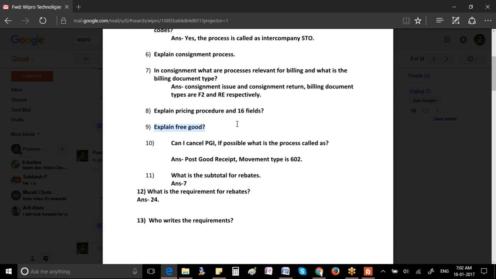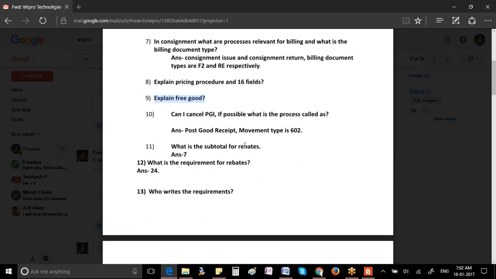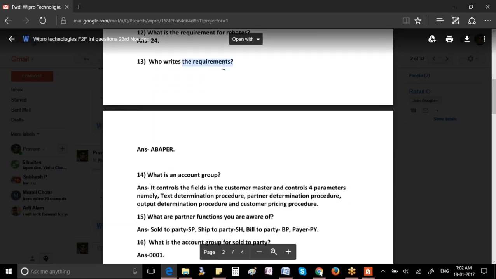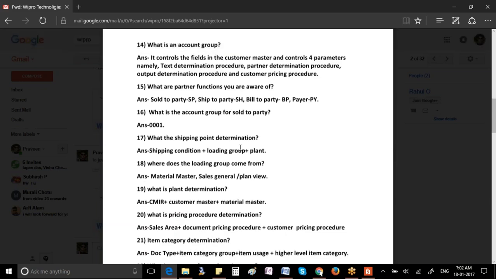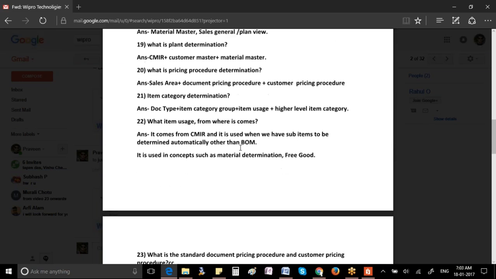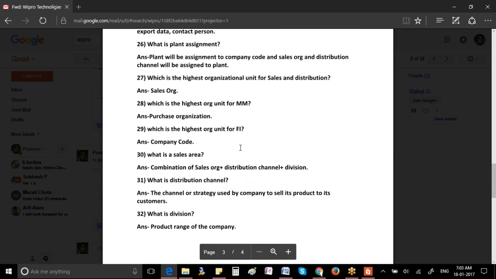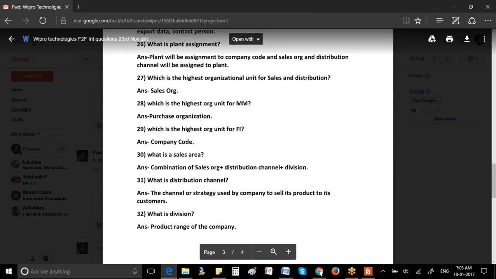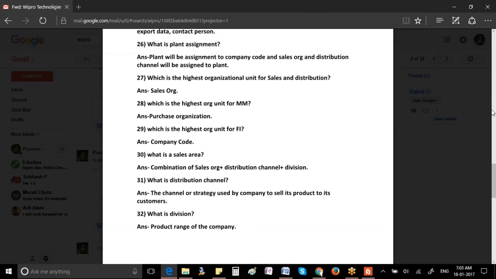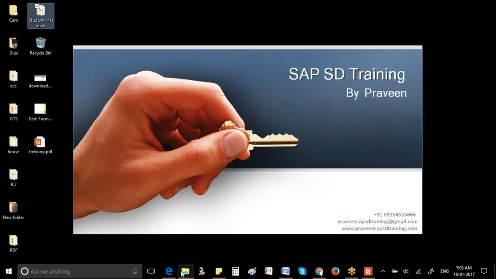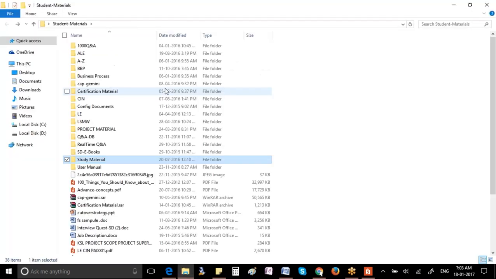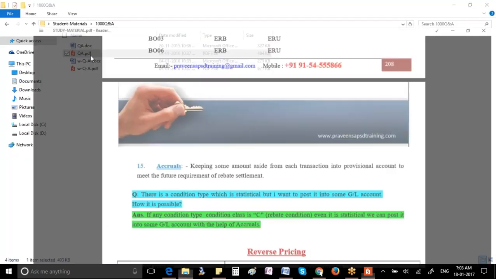Free goods, PGI, everything is in my document. Who writes the requirements? A paper, obviously. Every question is from the training. This is only one example I can show you now, but there are tens and hundreds of examples. I hope a few of you have already read the testimonials of my previous trainings. That's what my training is all about, and that's what you will be learning. I'll be providing you all these questions and answers, topic-wise.